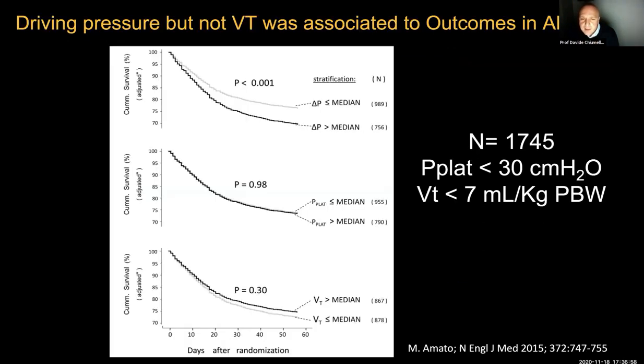And indeed, when we look at this paper from 2015, the only thing that made a difference in terms of outcome was not the tidal volume above or below 7, was not the plateau pressure above or below 30, but was the driving pressure. It's because the driving pressure gives us an idea of how well the tidal volume is sized compared to the lung volume.